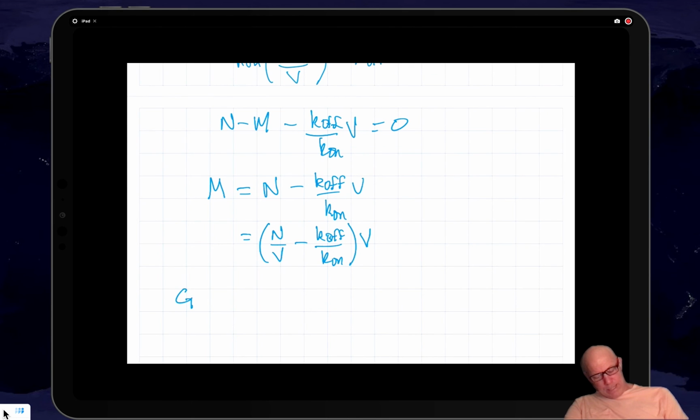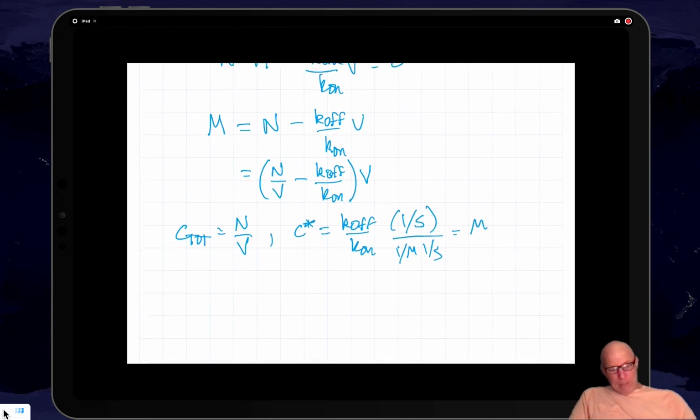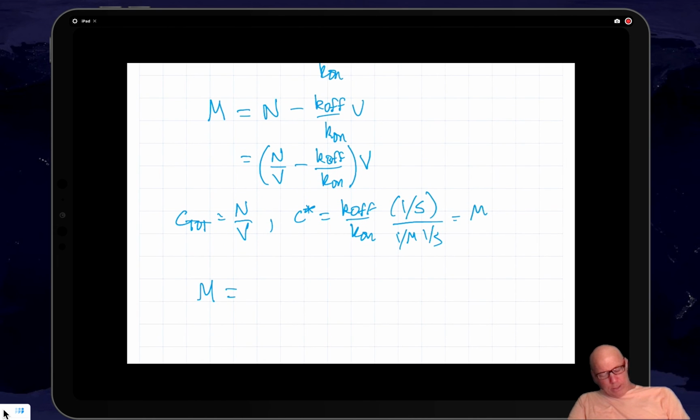Now, observe that C_tot, the total concentration of Fib1, is n over v. And secondly, notice that what we'll call C_star is equal to k_off over k_on. Why? Let's check units. This is 1 over seconds, and this is 1 over molar seconds, which leaves us with molars. So basically what we have is a simple relationship, which is m is equal to (C_tot minus C_star) times V.